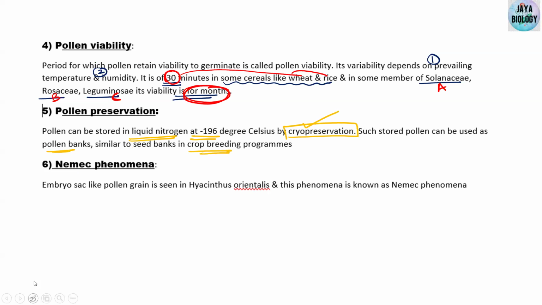Now, another very important AIIMS question was the Nemec phenomenon. If pollen grains appear like an embryo sac, it is not an embryo sac, but it is pollen grain seen in Hyacinthus orientalis, and this phenomenon is known as the Nemec phenomenon.